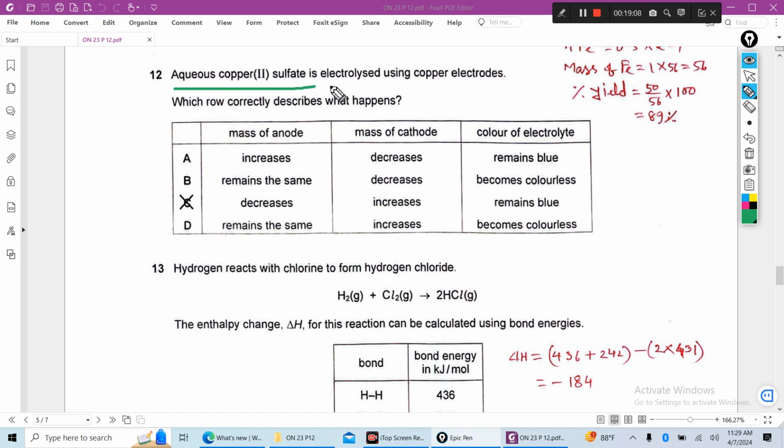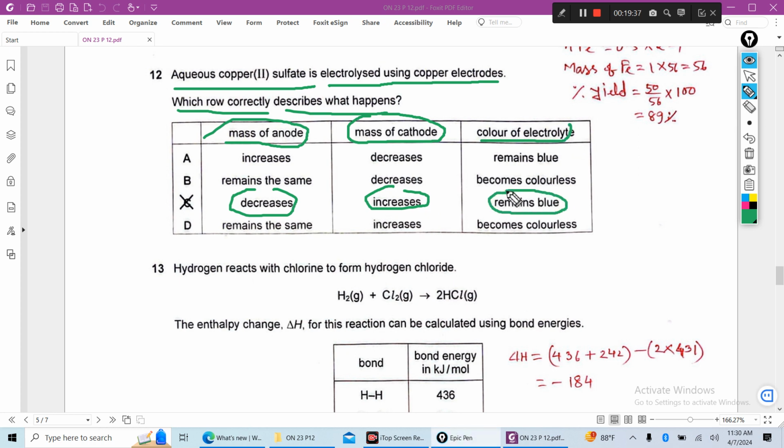Aqueous copper(II) sulfate is electrolyzed using copper electrodes. Which row correctly describes what happens? You know the mass of the anode decreases, as the anode is oxidized to copper ions, and at the cathode copper ions are deposited to form copper, so the mass will increase. The color of the electrolyte remains blue, the same, because at the anode copper ions are produced and at the cathode copper ions are reduced, so the total copper ion concentration remains the same. That's why the color of the electrolyte remains blue.